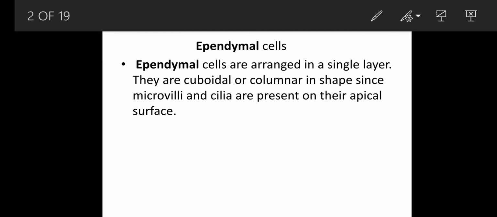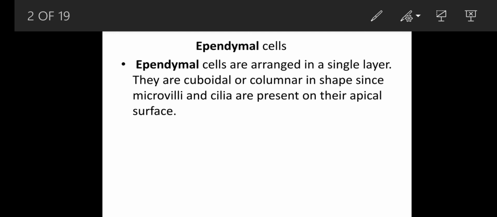Neuroglial cells of the central nervous system are further divided into four subtypes: ependymal cells, astrocytes, oligodendrocytes, and microglia.